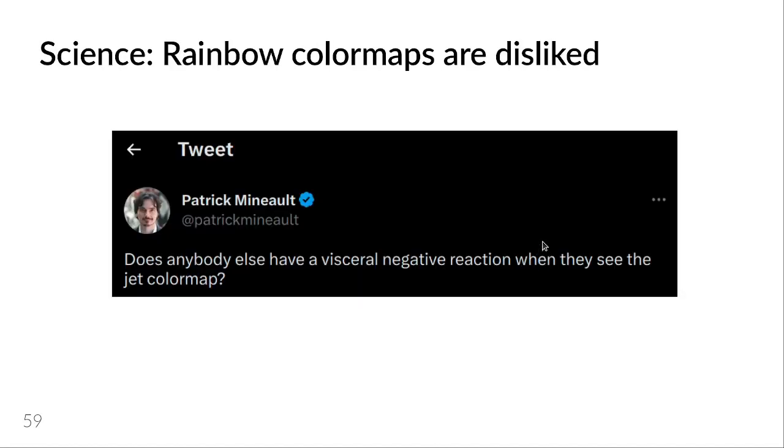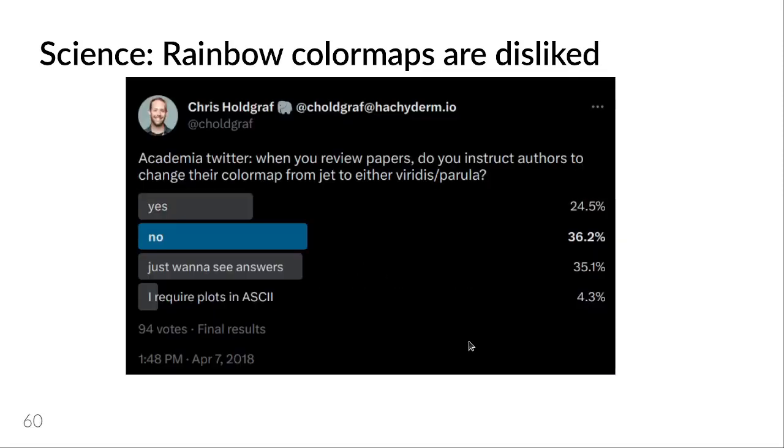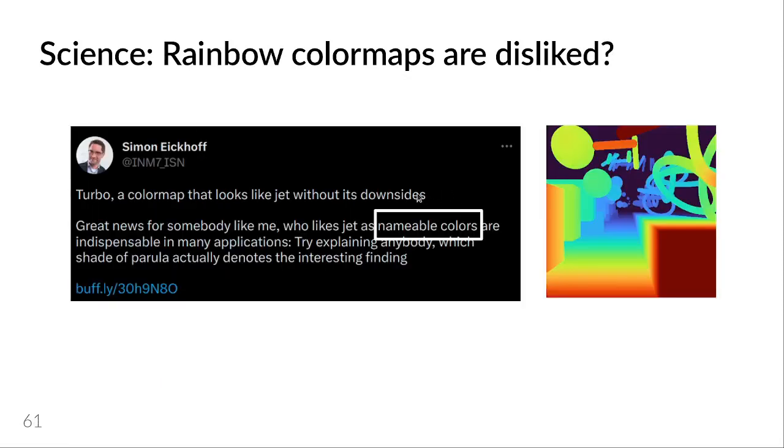We've already talked about rainbow color maps, but I just want to emphasize that some people have really strong opinions about it. This person says, does anyone else have a visceral negative reaction when they see the jet color map? And I personally do, so I can relate to this. This person ran a poll, non-scientific one, just on Twitter, where they found that about a quarter of respondents indicated that if they were reviewing a paper, they would instruct authors to change their color map from jet to a perceptually uniform color map.